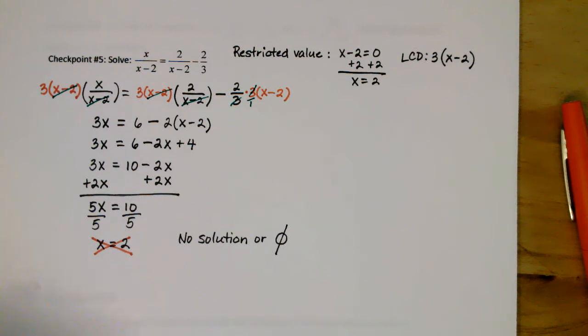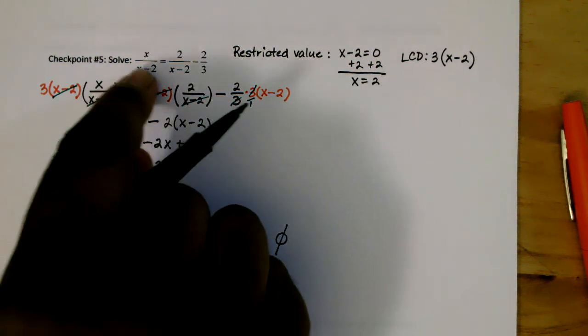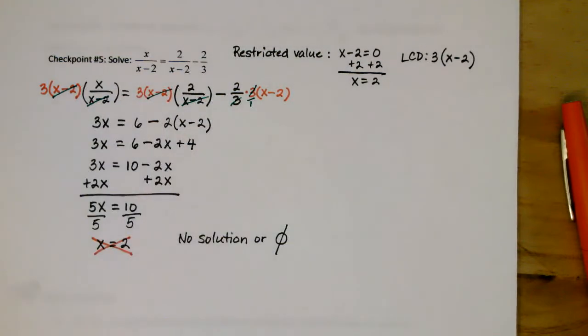And by the way, if you were to do the check on this one, you'll see that you're going to get a 0 in the denominator. And of course, division by 0 is undefined.